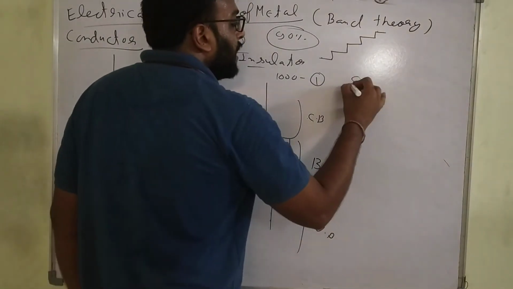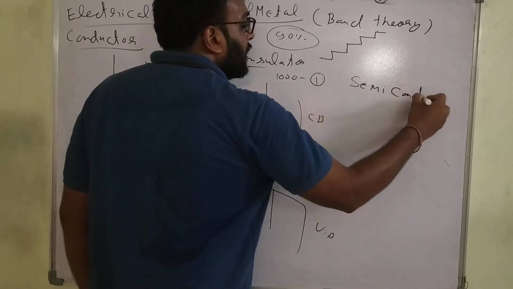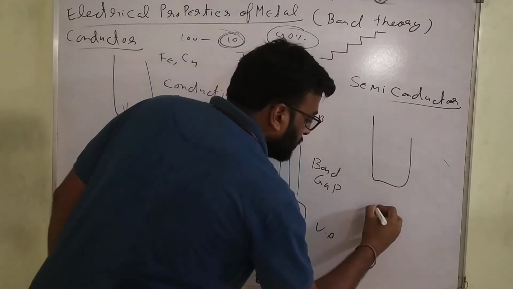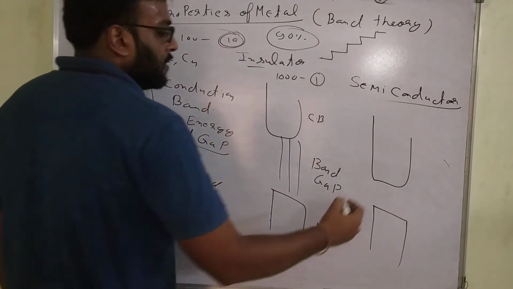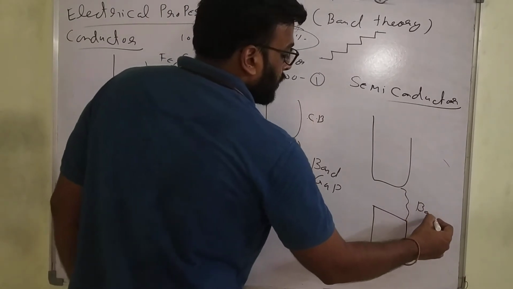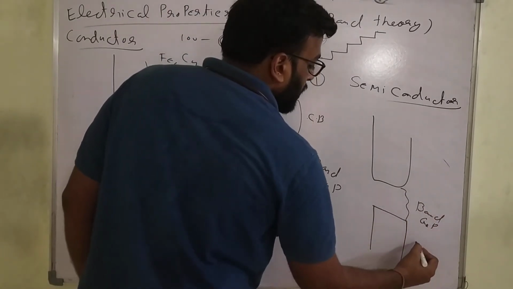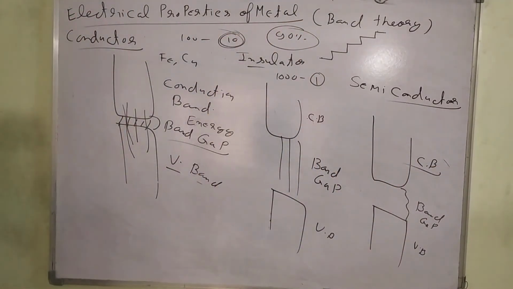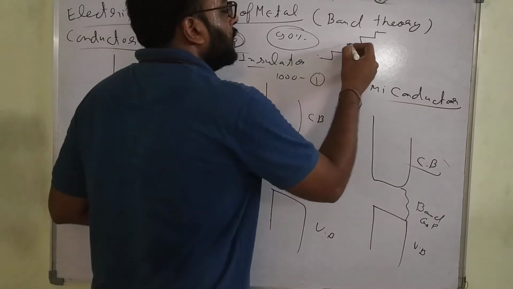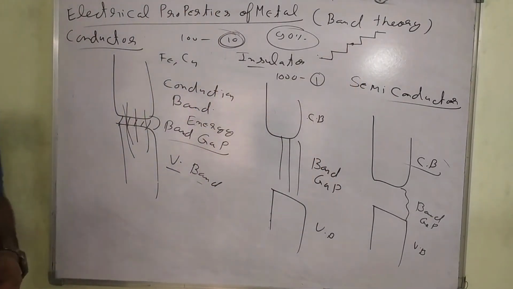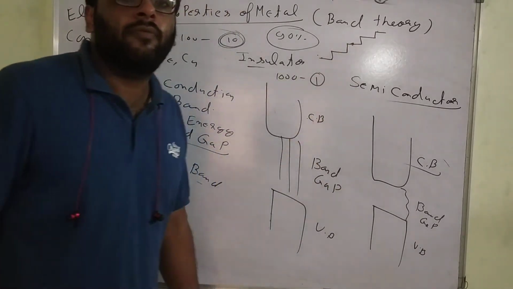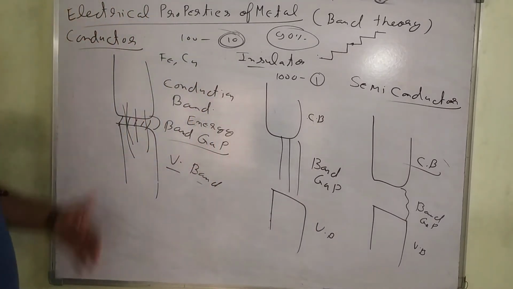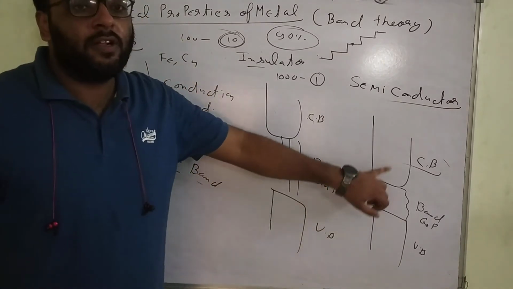What happens in semiconductors? The band gap is average, between the valence band and the conduction band. Suppose we have to jump from here to here. Only 2 stairs I have to jump. Those who are physically fit can move from here to here very easily. So in semiconductors, I have written all the range and also the definition.